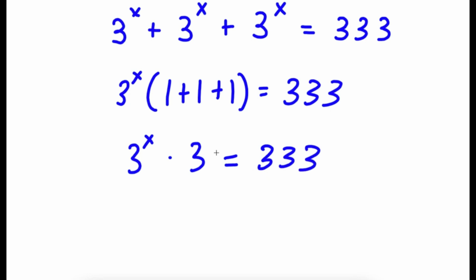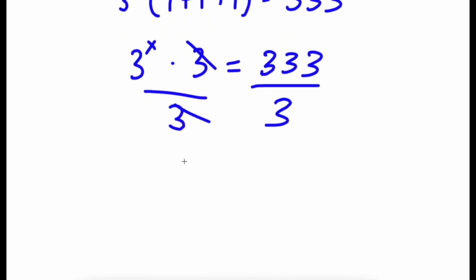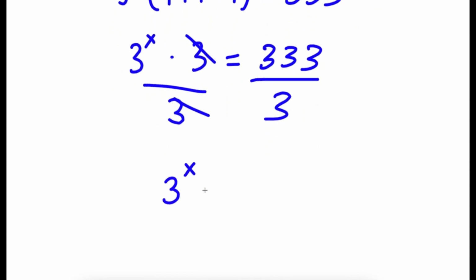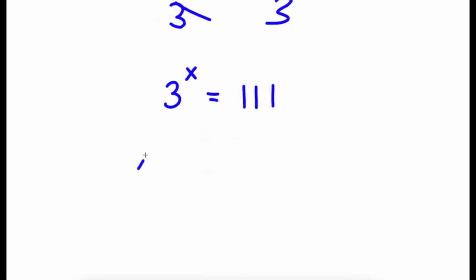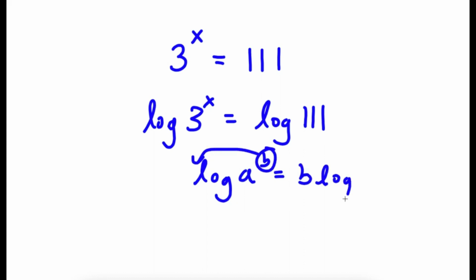Now from here, I'm going to go ahead and divide both sides by 3. So then these two cancel out, and now I have 3 to the power of x is equal to 333 divided by 3, which is 111. Now if I take the log on both sides, I have log 3 to the power of x is equal to log 111. If I have something in the form log a to the power of b, I can move this exponent b to the front. So this is going to equal b times log a.